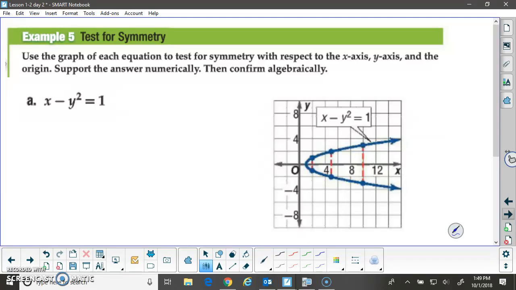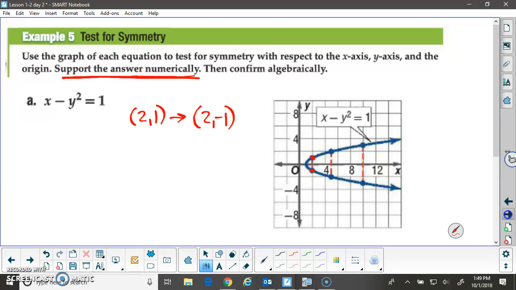So as you look at this graph, it should be pretty easy to tell that there's symmetry of the x-axis. And so if we look at some coordinate points, like this point right here, which is at 2, 1, then it should also contain the coordinate point 2, negative 1, which it does. 2, negative 1 is right here. This is confirming the answer, supporting it, I should say, numerically.